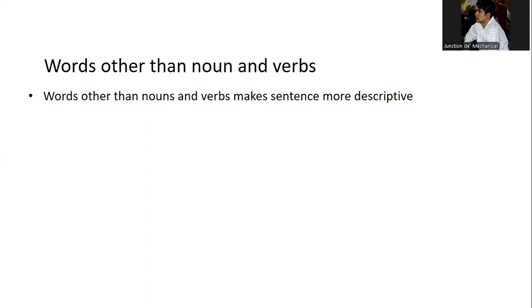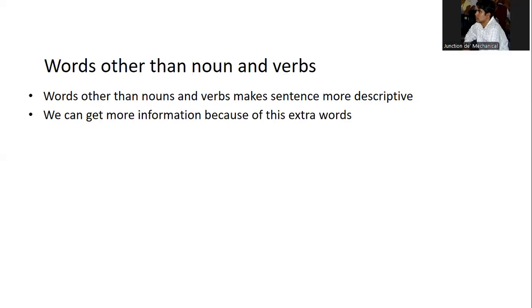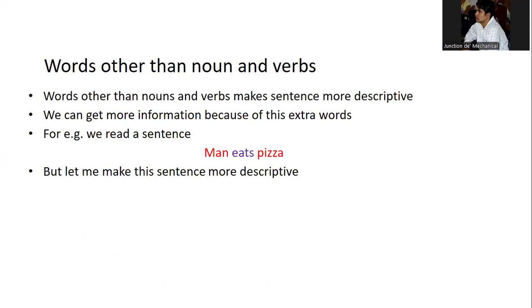Right? So, which are those words other than nouns and verbs? Those are the different parts of speech, like adjectives, adverbs, which we will be going through further. We can get more information from those extra words which we are going to use. For example, if you read this sentence, "man eats pizza". Now, if I want to make this sentence more descriptive, I can say "a handsome man eats a big pizza".